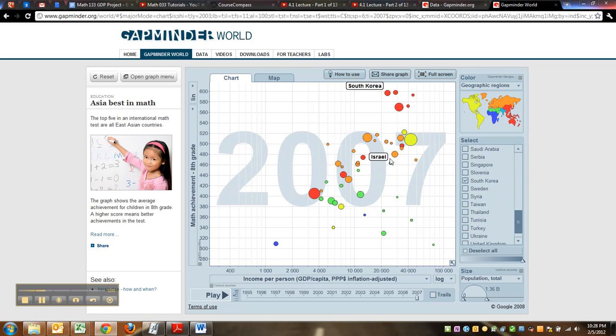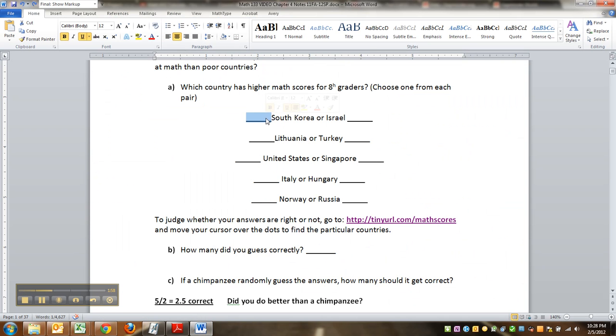Right there. Okay, so they have about the same GDP. They're both about over to the right, about the same amount. But South Korea is much higher. Look at the average score for South Korea is 597. See it over in the left-hand margin? And Israel, if I get to Israel, is only 463. You can kind of see it over here. It pops up when you let the mouse hover. All right, so South Korea was definitely the stronger of those pairs.